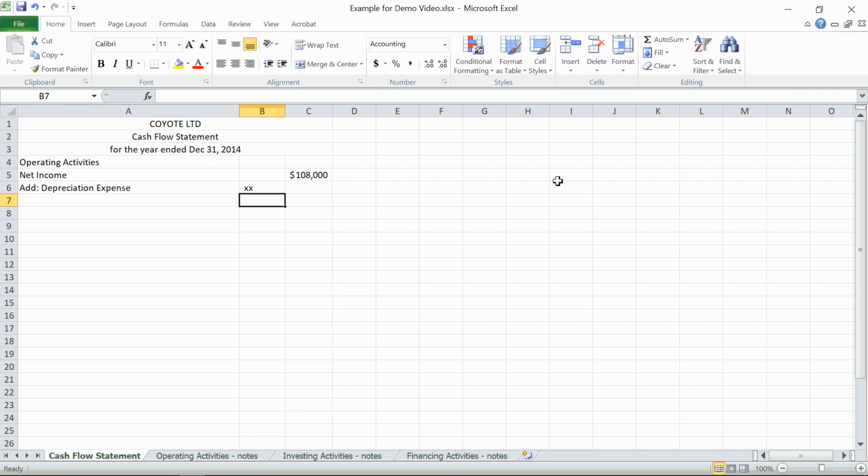Unfortunately, the question doesn't give us the depreciation expense. Sometimes it gives an income statement where we could have taken this net income and found the depreciation expense. Other times it might give you the depreciation expense in the additional information the way it did for profit. In this case, we're going to have to use the balance in accumulated depreciation to calculate the depreciation expense.